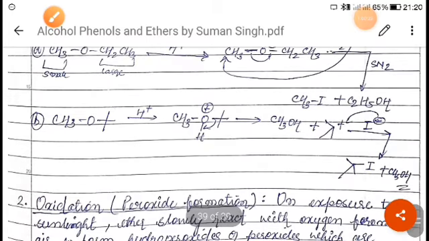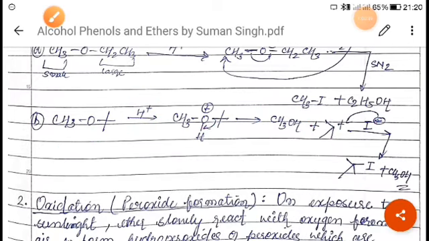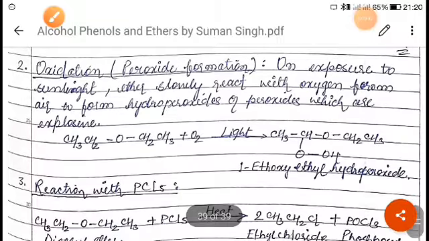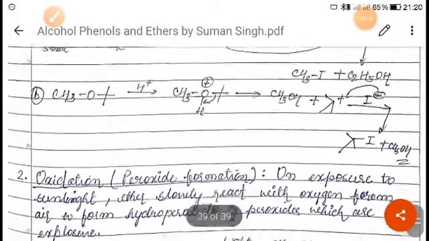In the same way, in this case also, in the presence of H positive, this bond will shift here. Okay, and we will get like this CH3OH with a positive charge here. So now this negative I will come and attach to this, and we will get this, right? So this was about the chemical properties with HI.